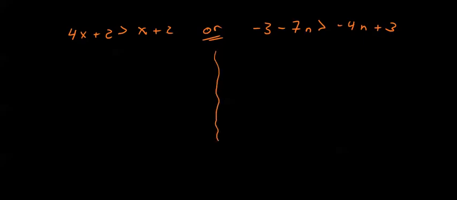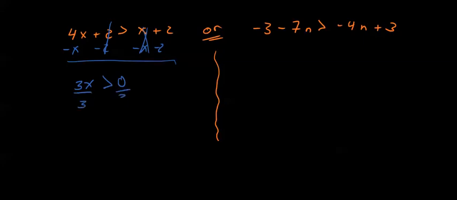I'm going to solve both. So minus x, minus 2, minus 2, and I get 3x, these cancel, greater than, these cancel, 0. Divide by 3, x is greater than 0. Sounds good?